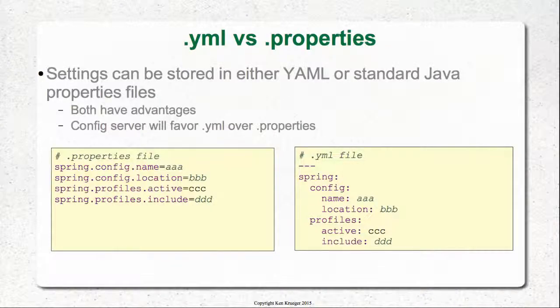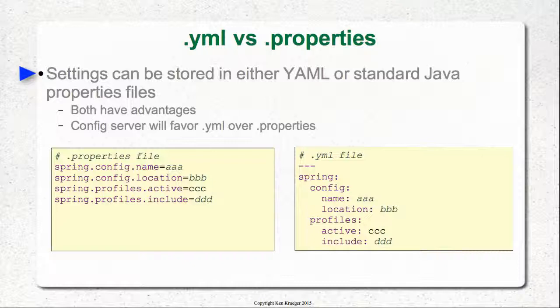Now, YAML and properties files. If you already are very familiar with YAML and properties files, you can skip over this section, but I wanted to include this because in the upcoming exercise, you're going to deal with both of these. Spring Cloud Config Server can serve up settings stored in either YAML format or standard Java property files.